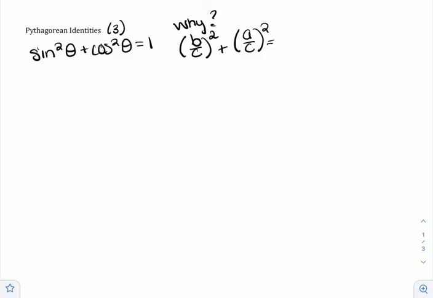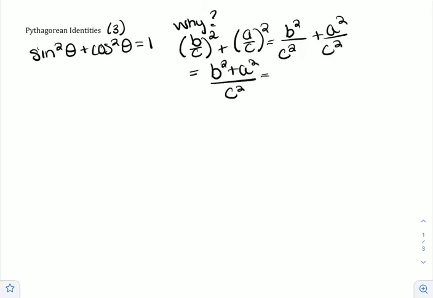In algebra, when it's divided, you can distribute the squared. So we get B squared over C squared plus A squared over C squared. They have a common denominator. B squared plus A squared over C squared, but B squared plus A squared is equal to C squared by the Pythagorean theorem. So this little guy right here is the Pythagorean theorem. So we get C squared over C squared, which is 1. And this is why it's called the Pythagorean identity, because you prove it by using the Pythagorean theorem.